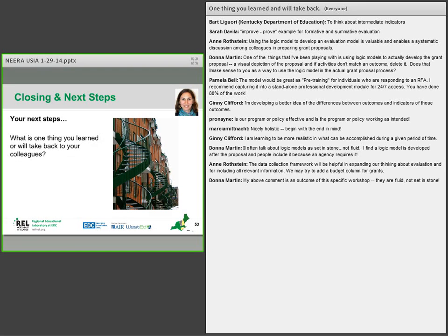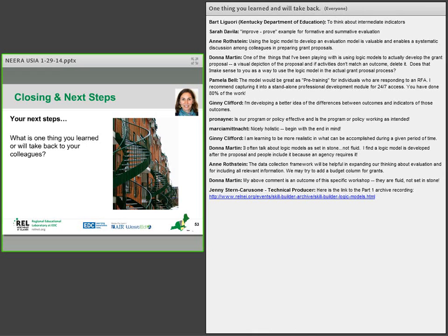There was some reference to, I often talk about logic models as set in stone, not fluid. I find a logic model is developed after the proposal and people include it because an agency requires it. Yeah, this is something that we're really trying to push against, is reminding people that logic models are a process and not just a product, and that the best logic models are those that become a living, breathing document for the program and policy. I have seen organizations where the logic models get folded into new staff training, get employed when they think about building job descriptions for people, and really become a living document that's used in multiple ways for a program, and would encourage it.